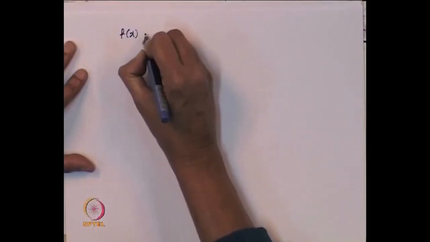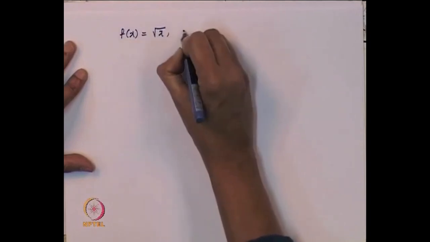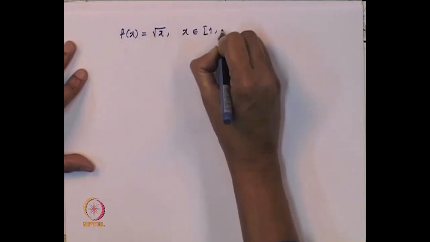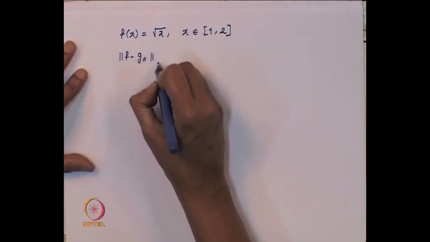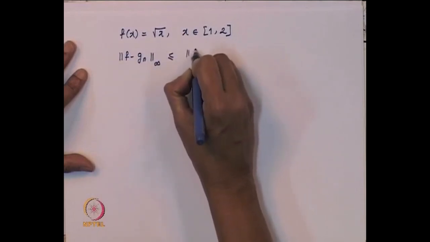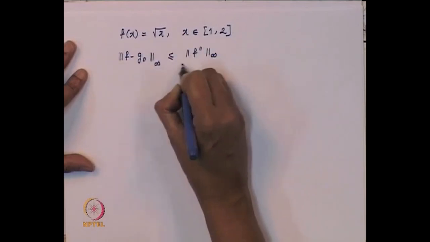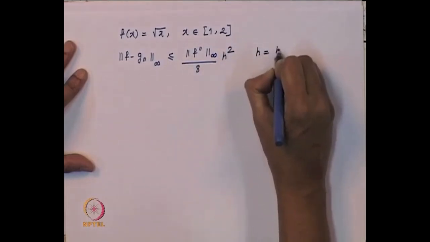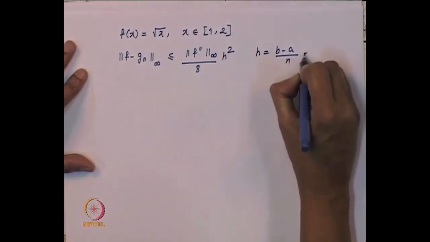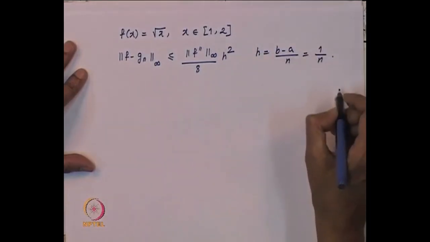The same example we are also going to consider for the piecewise linear polynomial. So, we have f x is equal to root x, x belonging to 1 to 2. We have norm of f minus g_n infinity to be less than or equal to norm f double dash infinity divided by 8 into h square, where h is b minus a by n, and in this case it is going to be 1 by n.